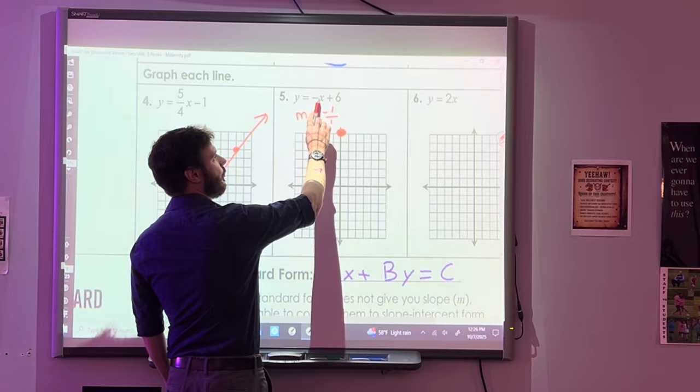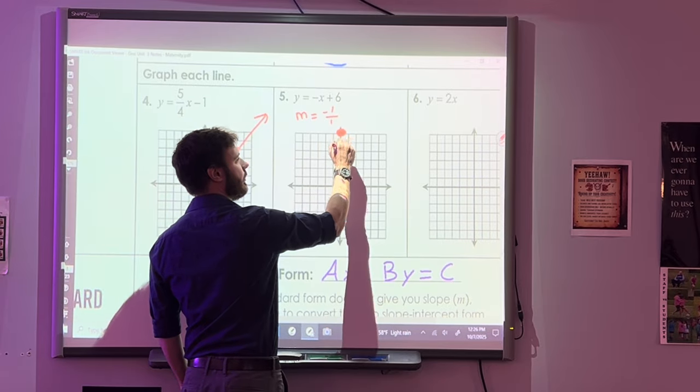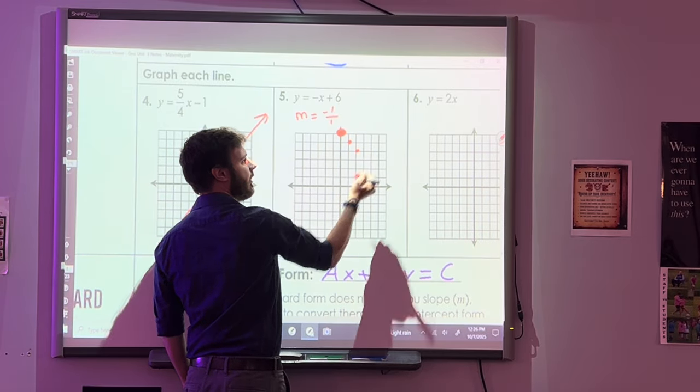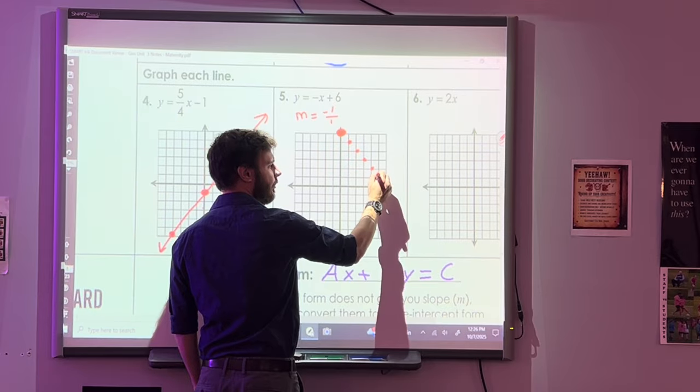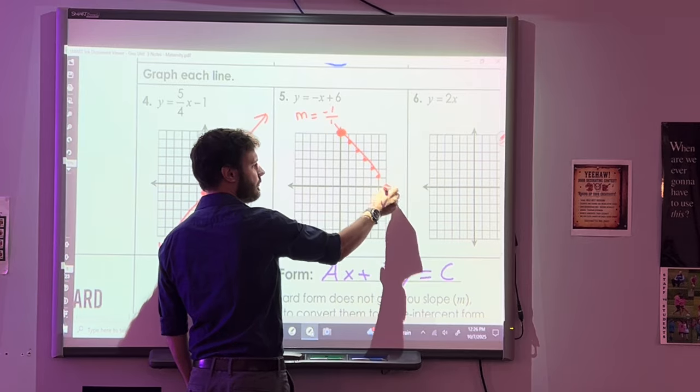This is where I start, this is where I go. I'm gonna go down 1, and 1 to the right. And I only really need 3, but this one's kind of easy. Down and over, down and over. We can do that maybe as far as we want to.